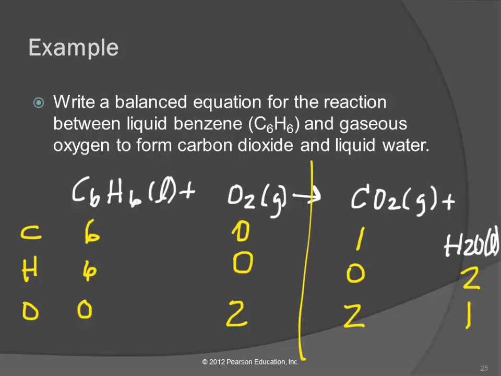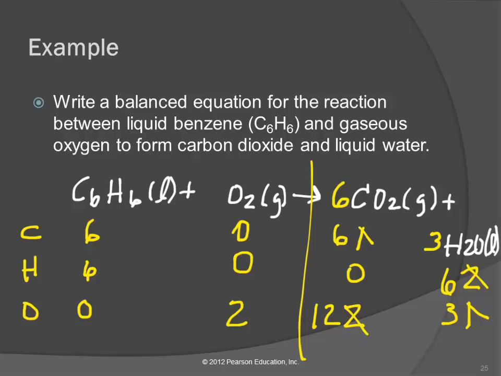Let's start at the left. 6 carbons on the left. There's only 1 carbon on the right. So we need to put a coefficient here of 6. And that's going to change all the numbers underneath except the zeros. So this is going to be now 6 carbons and 12 oxygens. You see that? So now we balance the carbons. We have to look at the hydrogens. On the left we have 6 hydrogens. On the right we have 2. We need to multiply that by 3 so that we can get 6 hydrogens, and now we're going to have 3 oxygens. You with me?